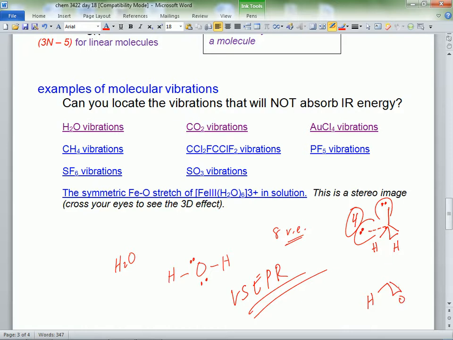It's supposed to be an H. See, you remember this kind of thing? Had these wedge drawings where this is a wedge that's coming straight out of the paper. The dash is going straight back. Okay. So water's bent. So how many vibrations should water have?